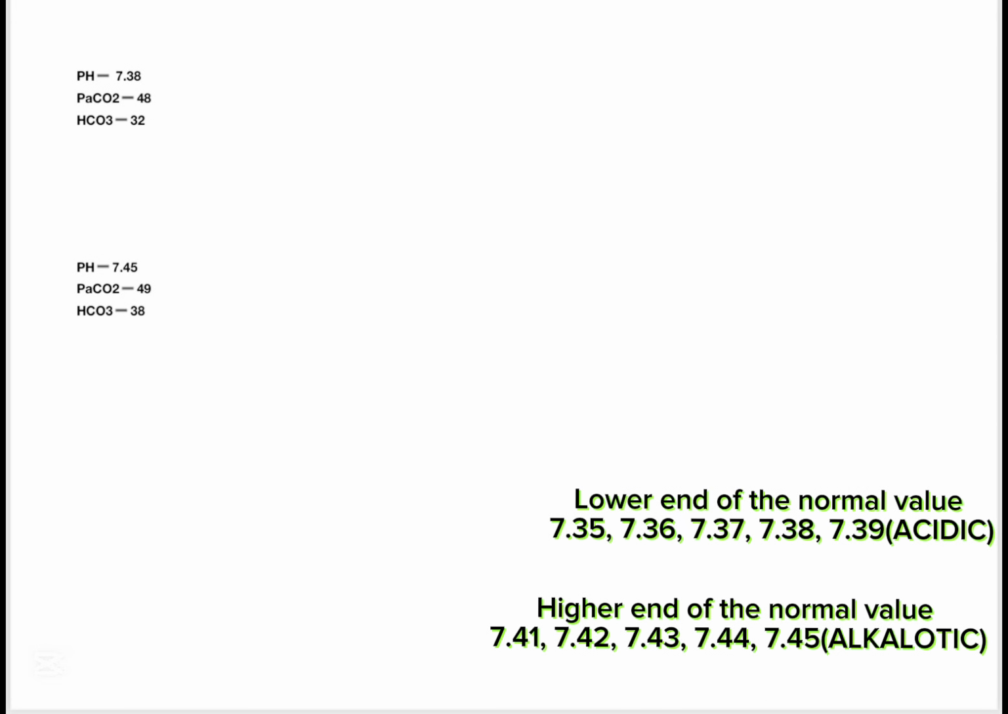So let's look at the next example. pH is 7.45, CO2 is 49, HCO3 is 38. So this pH of 7.45 being at the higher end of the normal value, we can deduce that this is an alkalosis. Now let's look at the CO2.